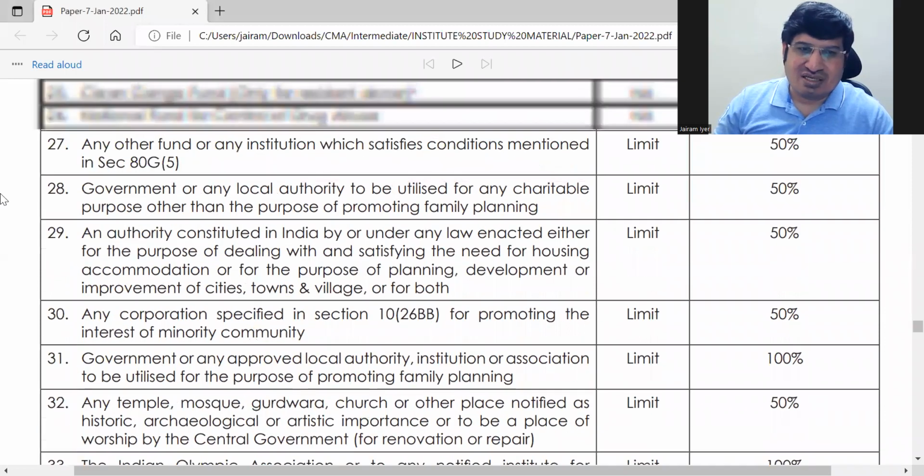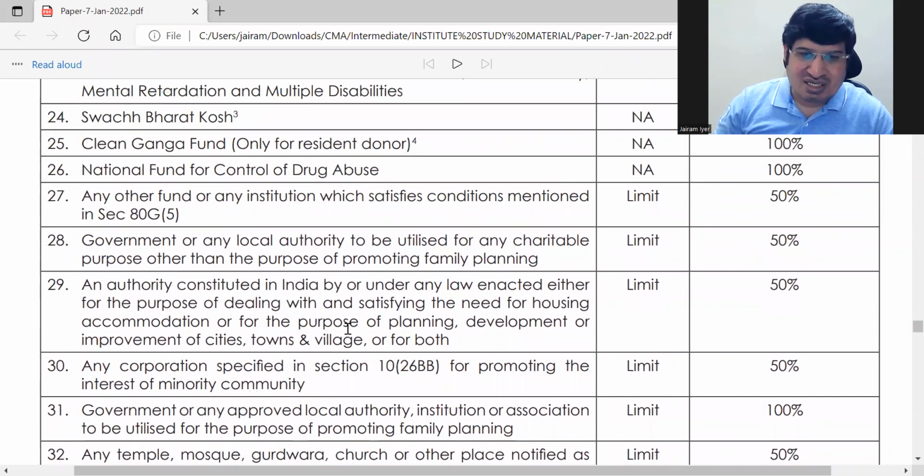But then what is remaining? What is remaining is these first three, which satisfy conditions mentioned in 80G(5). No, sorry, this is also promoting family planning. We've already taken that.